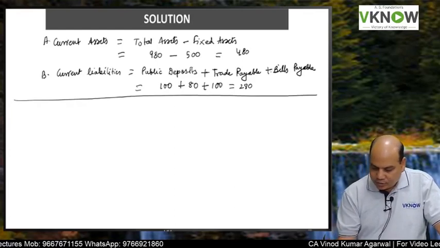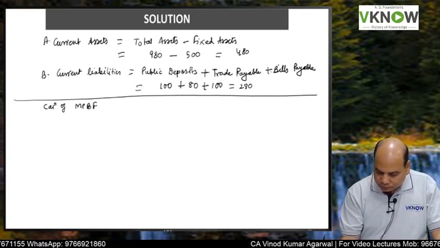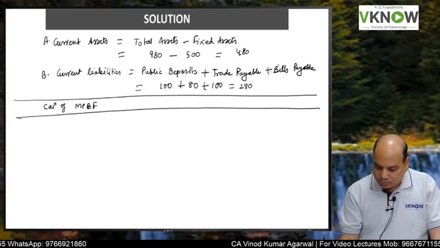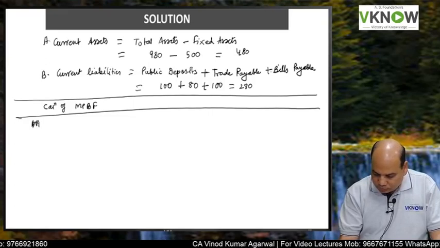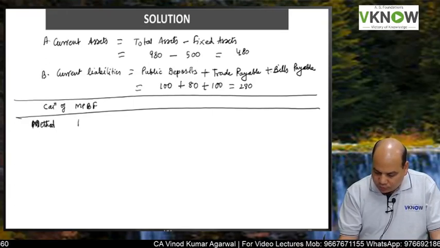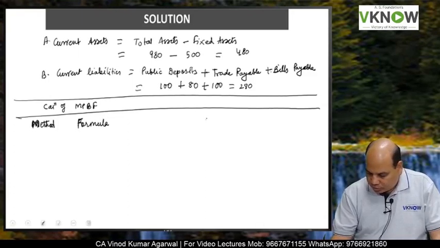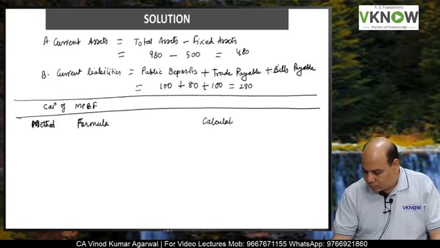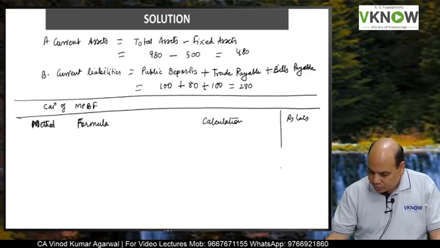Okay. Now write down calculation of MPBF. In the first column write method, then write formula, calculation, and on the right hand side rupees in lakh. Understood?